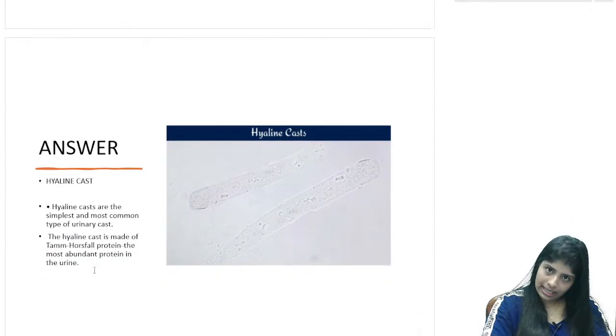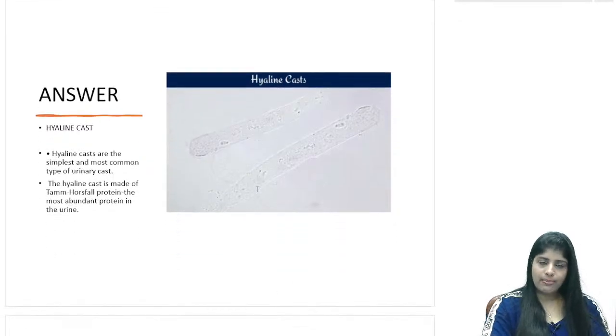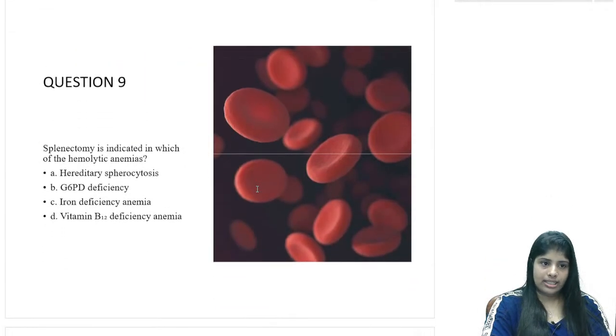So that is the most abundant protein that is seen in the urine. You can see the hyaline cast photo here. Yeah, that is a simple question. The answer is hyaline cast. Keep that in mind. So let's move on to the 9th question.